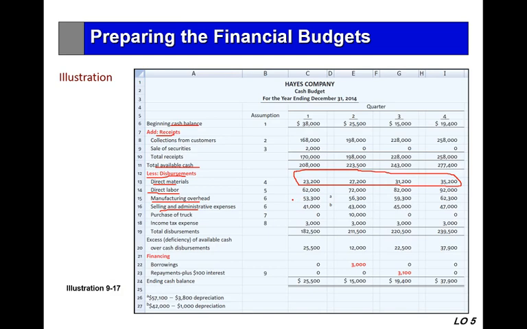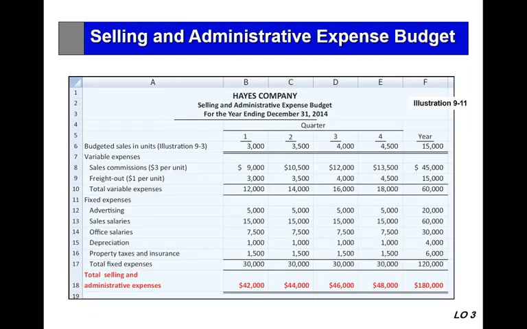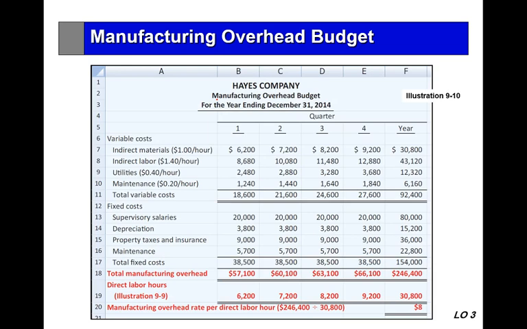Okay, for manufacturing overhead, we go back to the manufacturing overhead budget. In the previous videos, we discussed manufacturing overhead budget. We must go back to these videos. We have here these amounts, total manufacturing overhead. But from these amounts, we must exclude depreciation, because depreciation is not a cash expense. We must exclude it from the total manufacturing overhead.